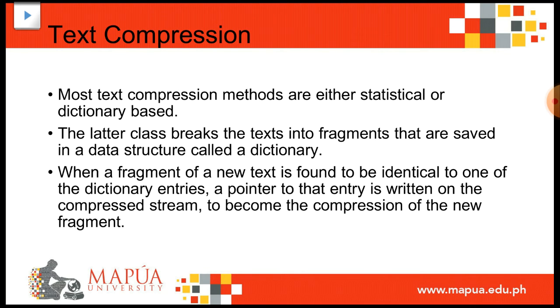So the next one is text compression. Most text compression methods are either statistical or dictionary based. The latter class breaks the text into fragments that are saved in a data structure called the dictionary. When a fragment of new text is found to be identical to one of the dictionary entries, a pointer to that entry is written in the compressed string to become the compression of the new fragment.